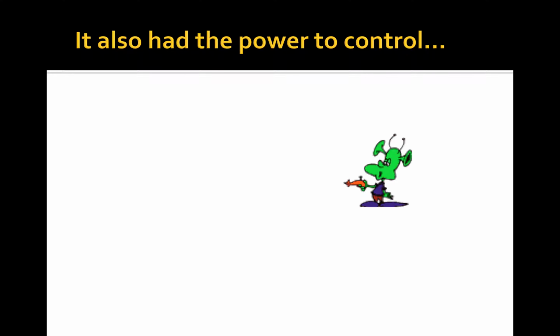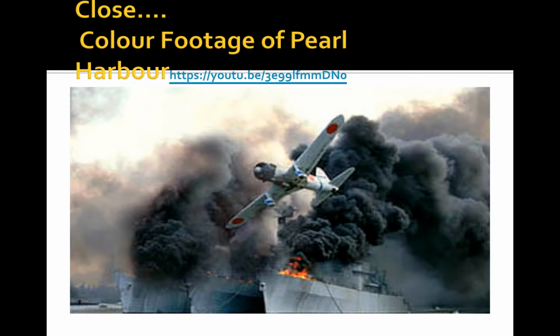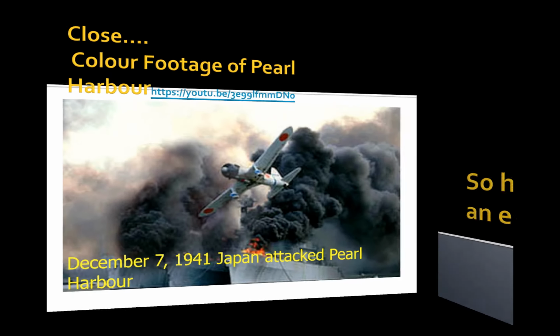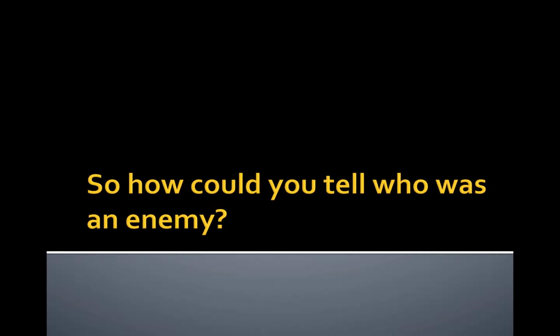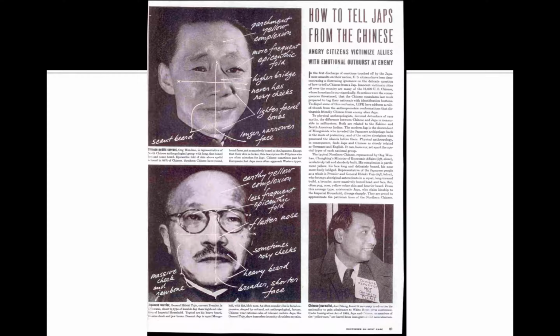The government, furthermore, had the power to control. What do you think that is? Enemy aliens. So we're going to look at the role the Japanese Canadians played as enemy aliens in the war. We're going to look at Pearl Harbor and its importance upon Canada, and who actually was an enemy in our country.